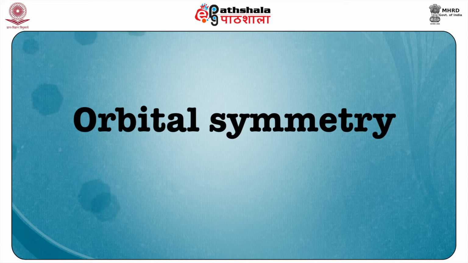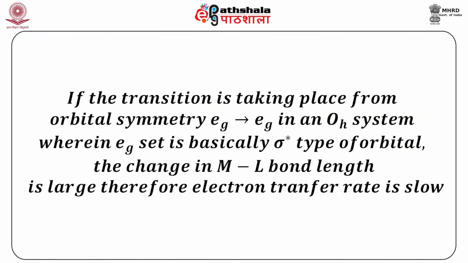The next important point is the symmetry of particular orbitals. If the transition is taking place from the orbital symmetry Eg to Eg, Eg is a sigma type of orbital, that is dx2-y2 and dz2. Suppose one complex is an iron(II) complex, and its Eg set is transferring the electron to the Eg set of another iron complex where iron is in the +3 oxidation state. If such a transition occurs in an octahedral system, the Eg set is basically sigma star type.